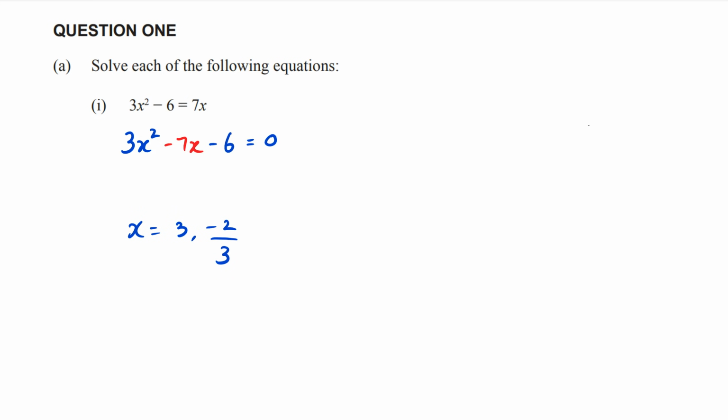Now, here comes the hack. So what I mean by the hack is this. To actually factorize this from the solutions, remember that if x equals 3, then rearrange it so that the right-hand side is actually equal to 0. So in other words, this is going to look like this: x minus 3 equals 0. And then the same thing with x equals negative 2 over 3.